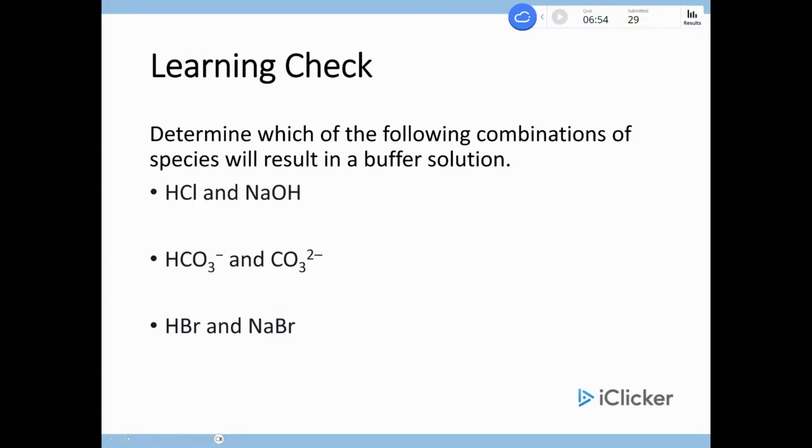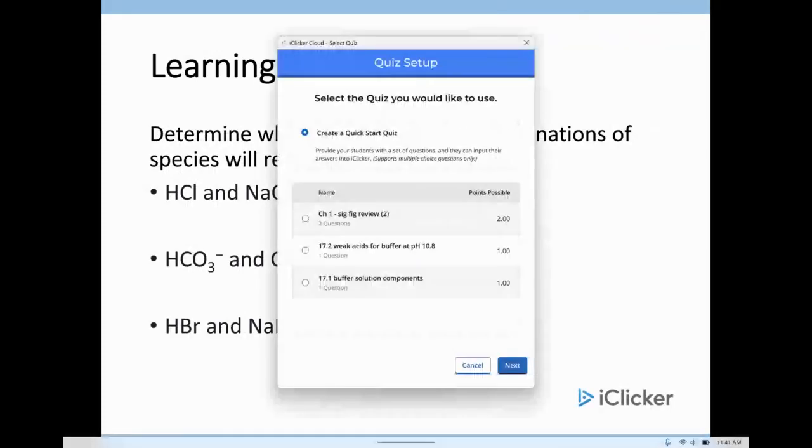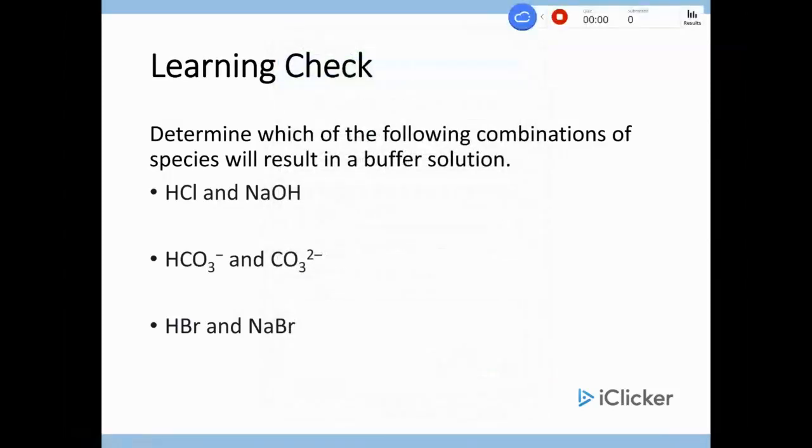So next slide, we're looking at what combinations can form a buffer solution. So let's see. We'll start that here. So HCl and NaOH, adding those two to solution, can that create a buffer solution? And then the next two examples as well. I think all three are an iClicker question.